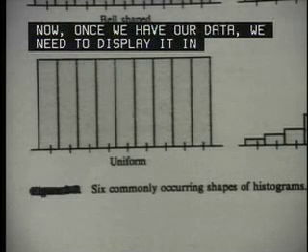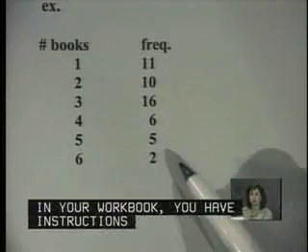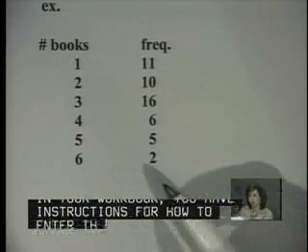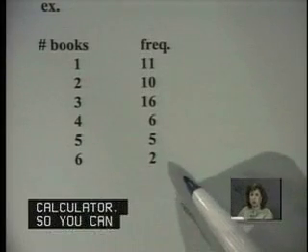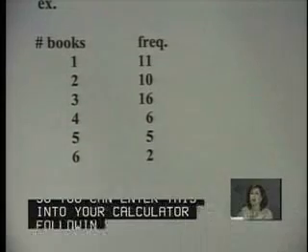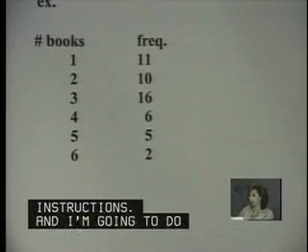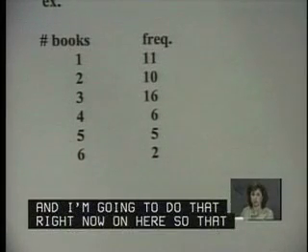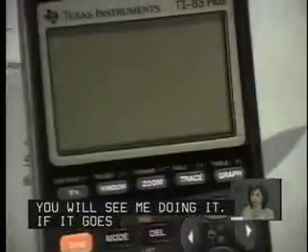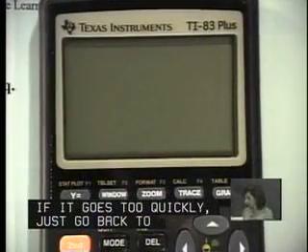All right, now, once we have our data, we need to display it in a histogram. So I'm going to put back right here this data. This was the number of books that we had right over here. In your workbook, you have instructions for how to enter this into your calculator. And so you could enter this into your calculator following the instructions. And I'm going to do that right now so that you will see me doing it. If it goes too quickly, just go back to the calculator instructions that are in your textbook.